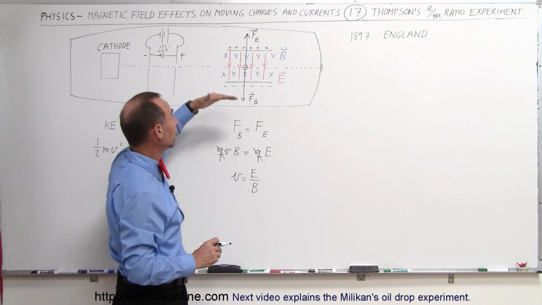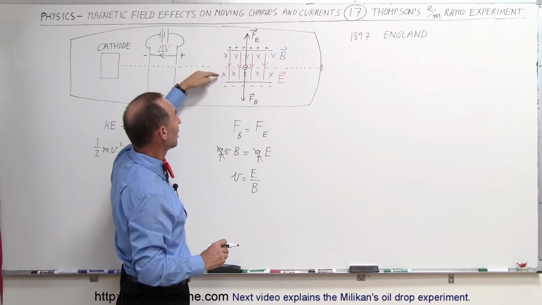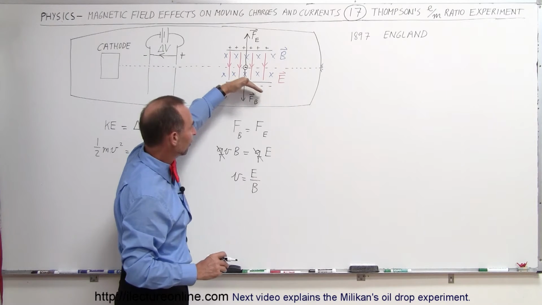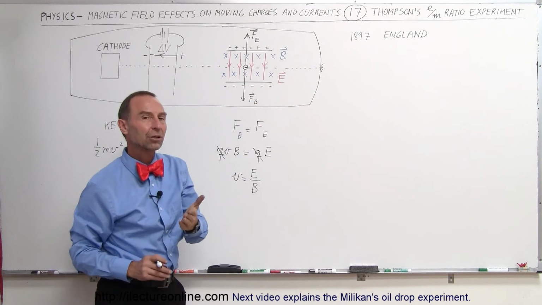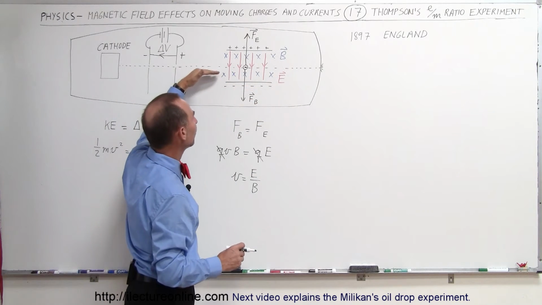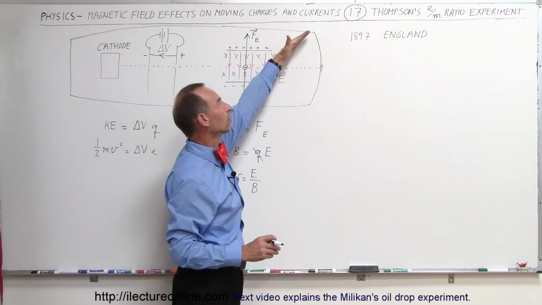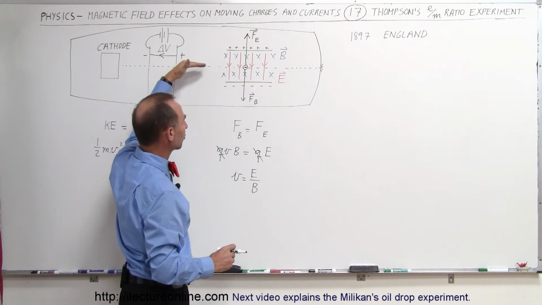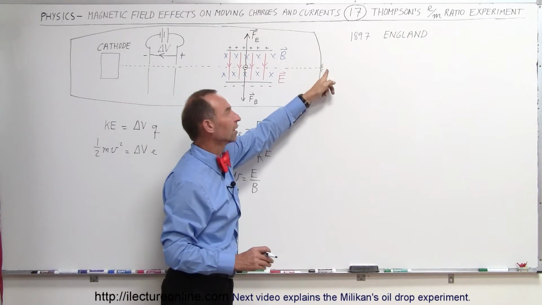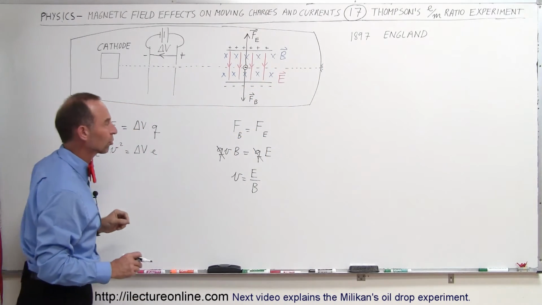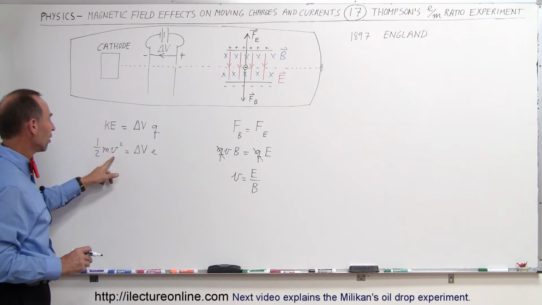Any electrons that move too fast would feel a stronger force from the magnetic field and would curve downward. Any electrons that move too slow would feel not enough force of the magnetic field and would be overpowered by the force of the electric field and would come up here. Only electrons with a certain velocity would make it through and hit this point right here where they could be seen on the screen. So now we're going to solve this for V.